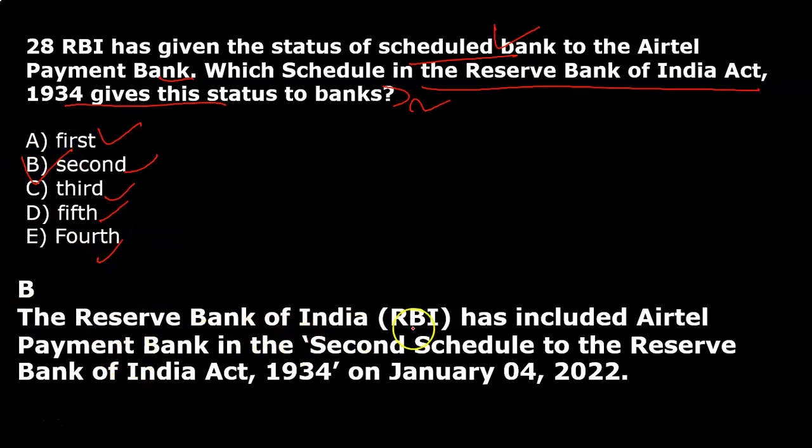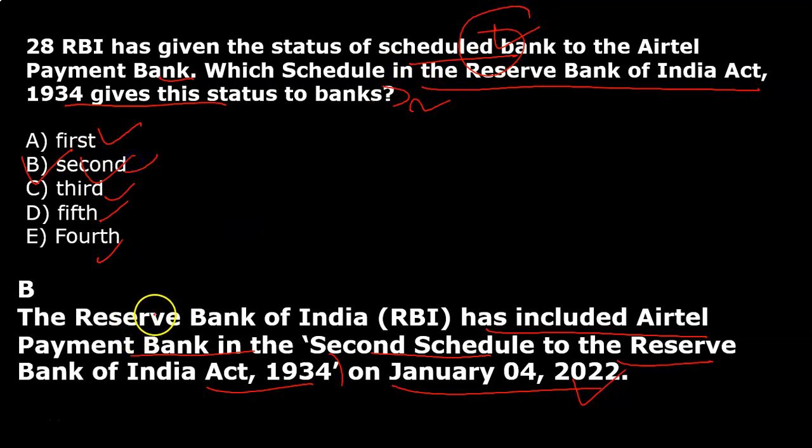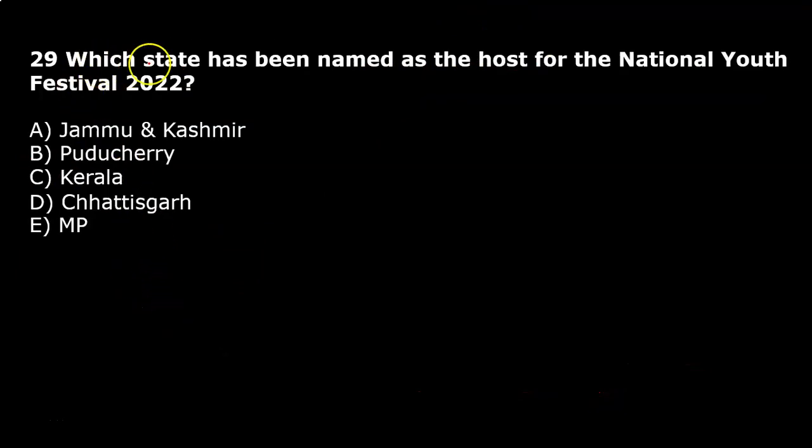B. The Reserve Bank of India has included Airtel Payments Bank in the second schedule to the Reserve Bank of India Act 1934 on January 4, 2022. So if RBI is giving scheduled bank status to any bank, it is defined under the second schedule of the Act of 1934. Now, which state has been named as the host for the National Youth Festival 2022?